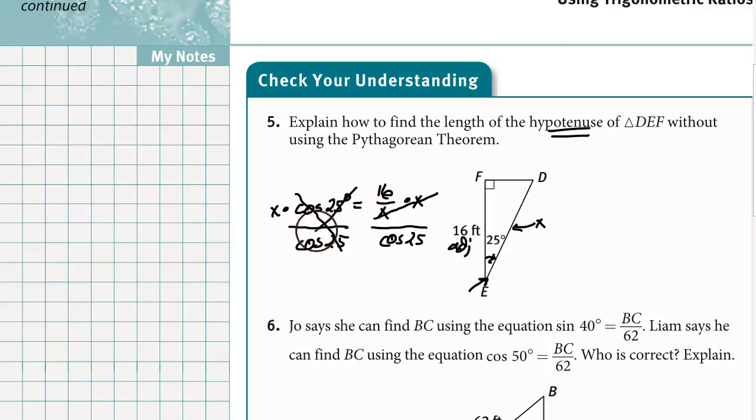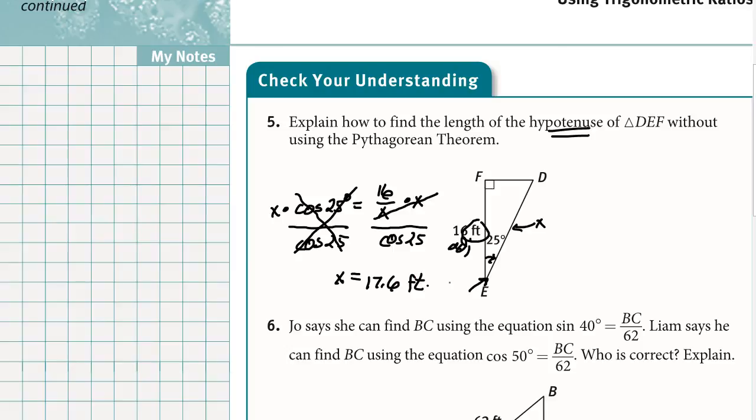These cancel out, leaving the letter x alone at the front. Take your calculator, type 16 divided by cosine of 25. The answer is 17.6. Do we need a unit of measure? Well, in the picture, this is measured in feet, and so we do need to say feet.